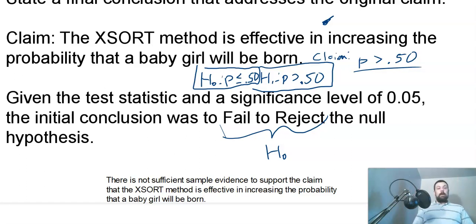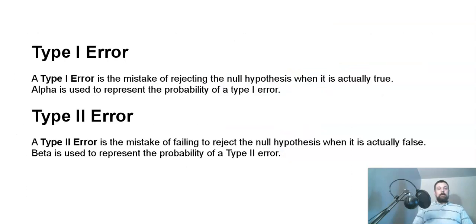let's take a look at the last topic here. A type 1 error is the mistake of rejecting the null hypothesis when it is actually true. Alpha is used to represent the probability of a type 1 error. Now it's a mistake, but it's not your fault if this mistake is made. You follow the number, you follow the process appropriately, you make the conclusion that the numbers tell you to make, but the conclusion was wrong anyways.